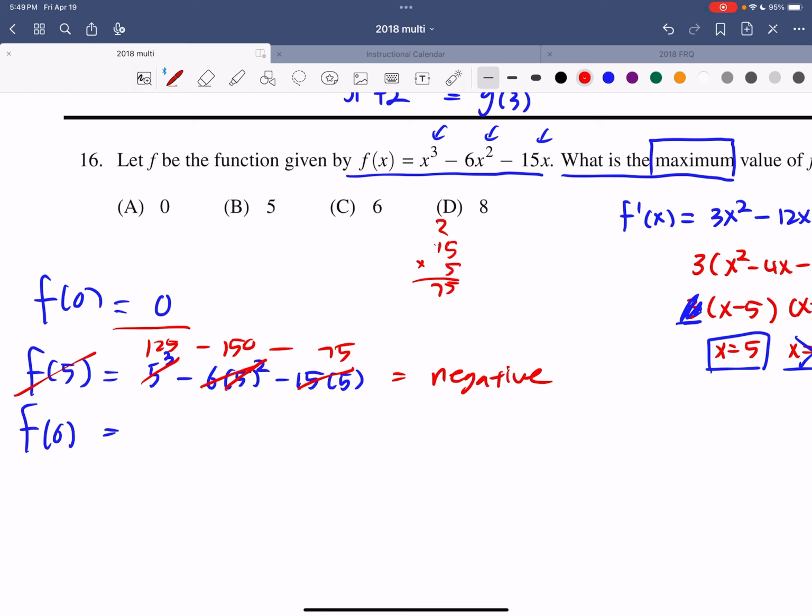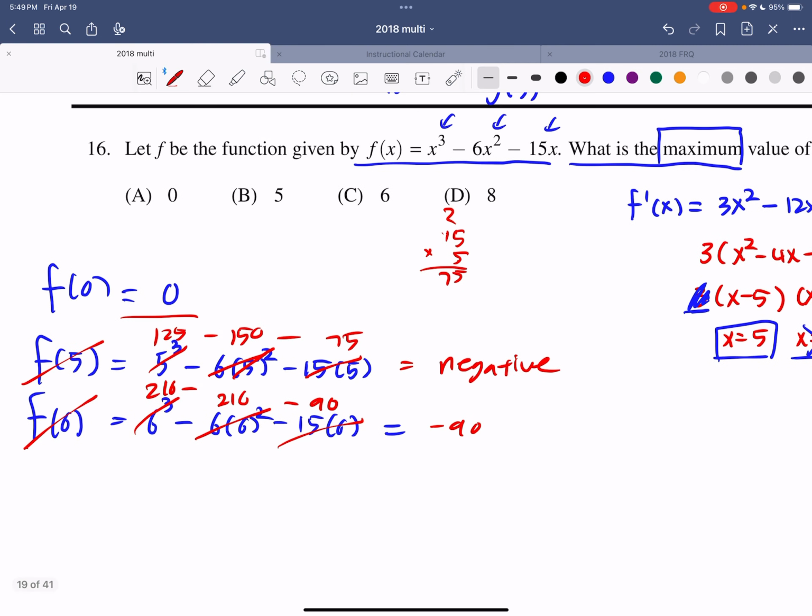Now let's plug in 6. 6 to the third power minus 6 times 6 squared minus 15 times 6. I mean, it's going to make things worse. I don't even have to calculate it. If I do it, that's going to be 216. You don't have to do it. This one, I don't even know what that is without a calculator. It's going to be 90. So 216 minus 216 minus this one, which is a negative 90, is also a negative number, which is smaller than 0. So this one is not the maximum. So our answer is going to be 0.